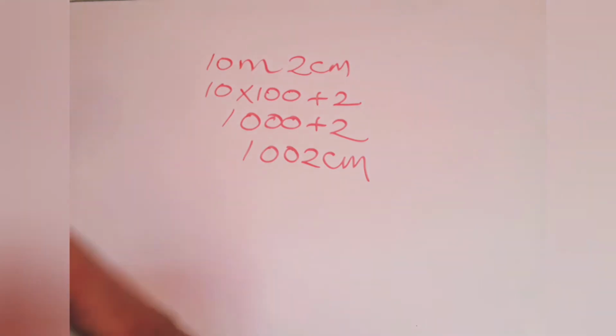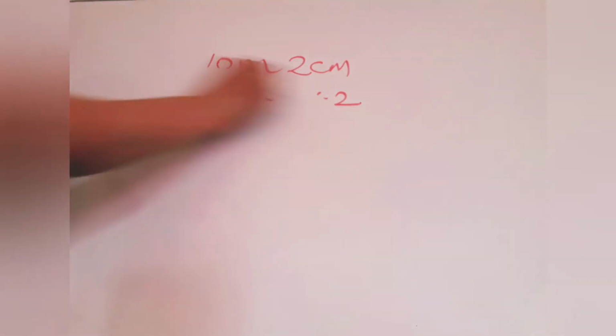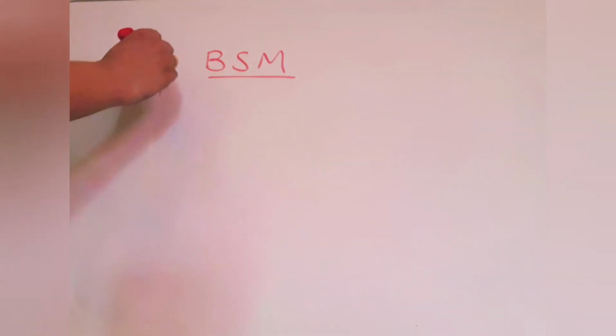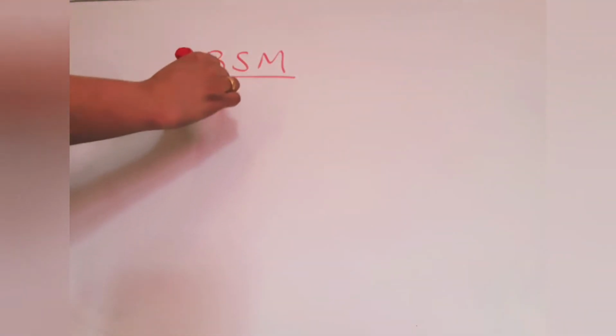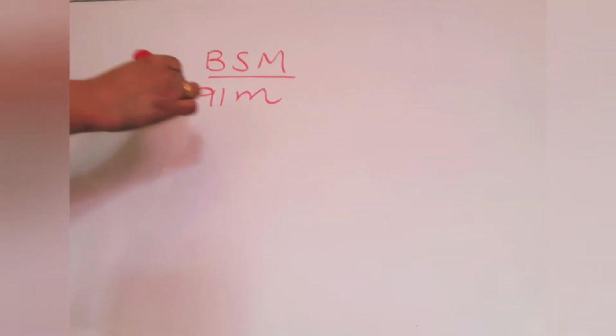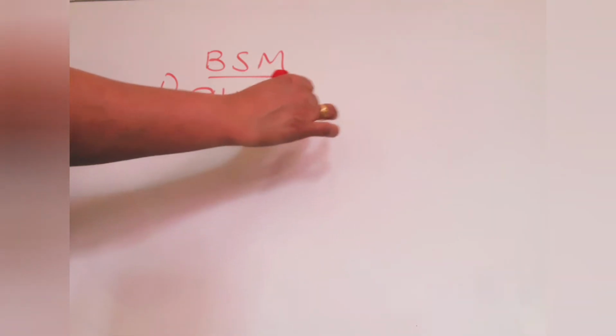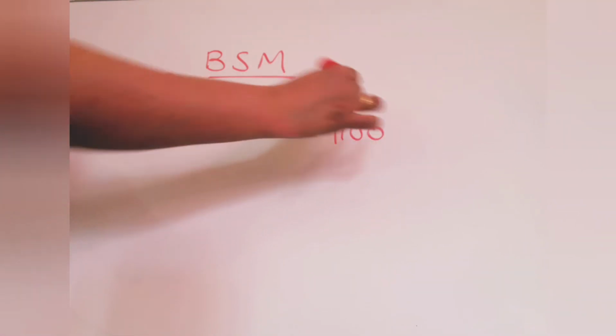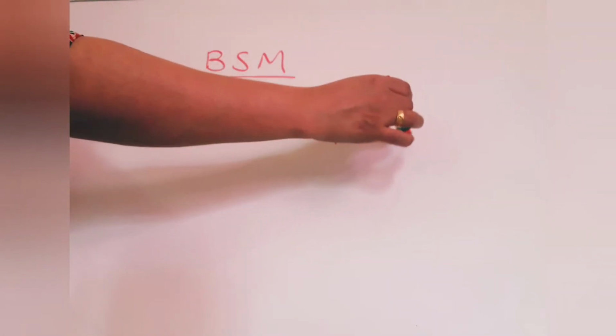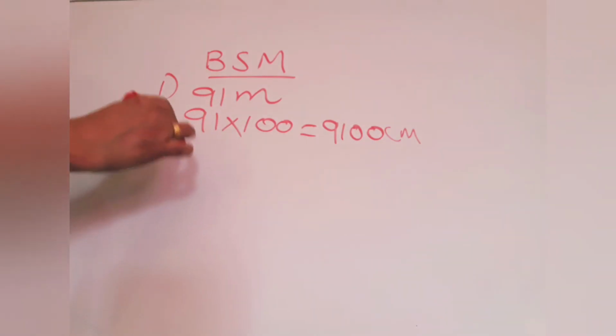So now let us revise all the examples. How to do meter into centimeter. When we do meter into centimeter, we have to use the trick BSM. Big unit to small unit multiply. So when we write examples, 91 meter, we have to do 91 into 100, meter into centimeter. So 91 into 100 is equal to 9100 centimeter. CM short form.